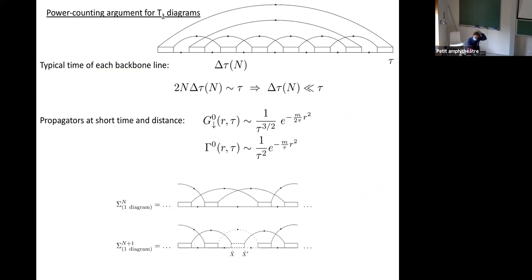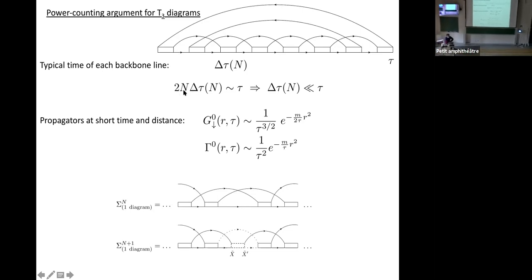Let me explain through a power counting argument why this particular type of diagram is interesting, in the sense that it can give an exponential contribution at large order. I will use the same argument: if the order is large, and I have 2n of these lines here, then the typical time of each line will be of order tau over 2n, where tau is the total time of the diagram. So if n is large, the times will be short.